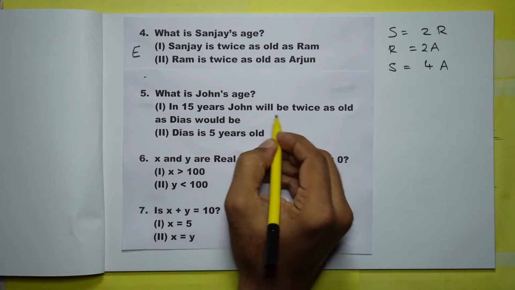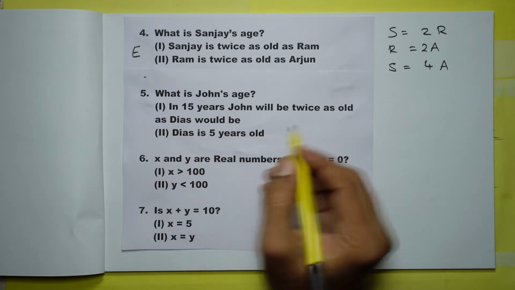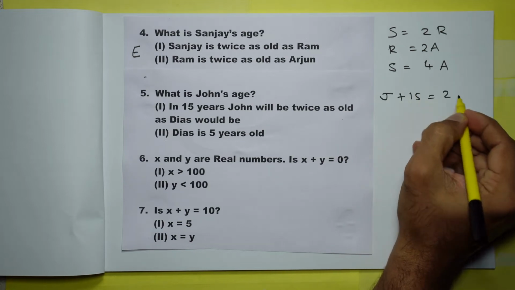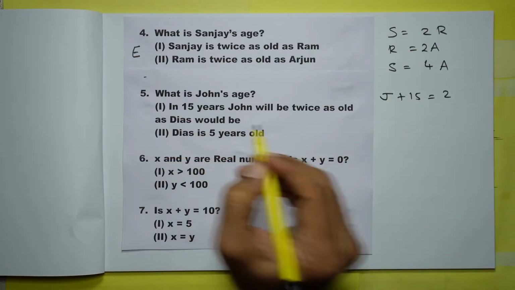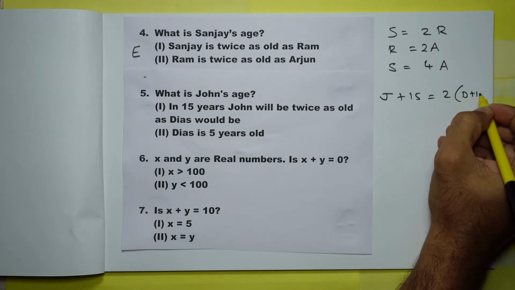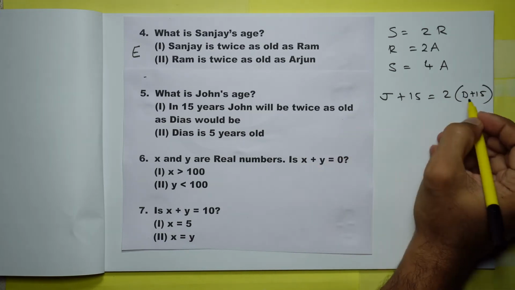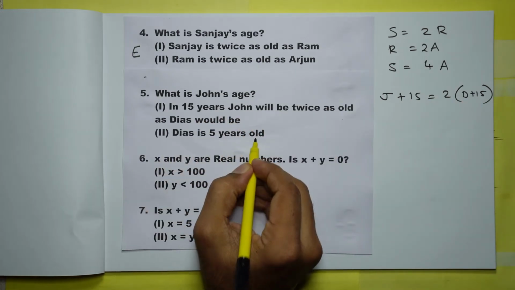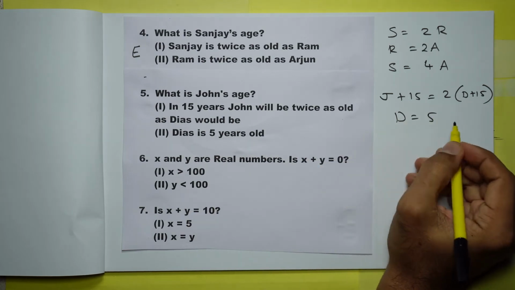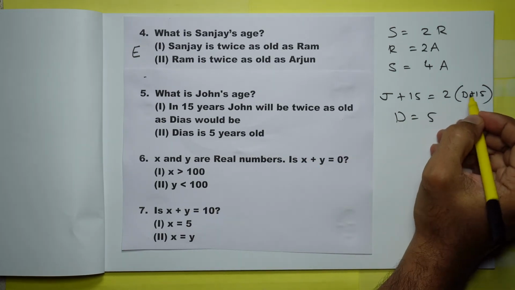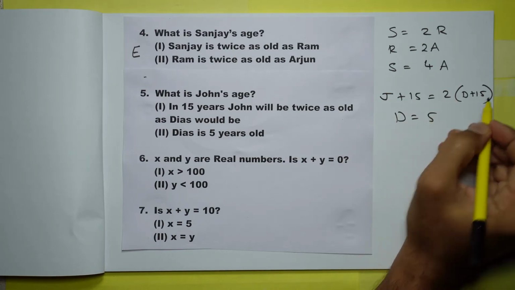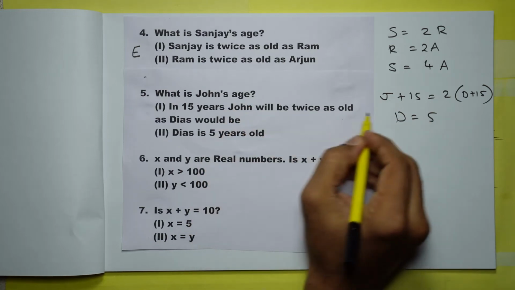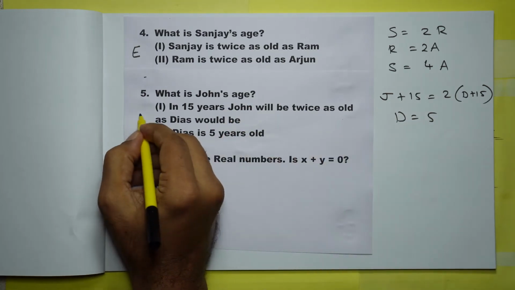What is John's age? In 15 years, John will be twice as old as Dias will be. So in 15 years, John will be J plus 15. And this will be twice as old as Dias will be, twice as old as D plus 15. But we don't know D's age from the first statement. Second statement says that Dias is 5 years old. So D is equal to 5. So we can substitute D is equal to 5 here and you will get the exact value of J. So with both the statements you will get the exact value of J, that is John's age. So both the statements together is sufficient. Hence C is the right answer.